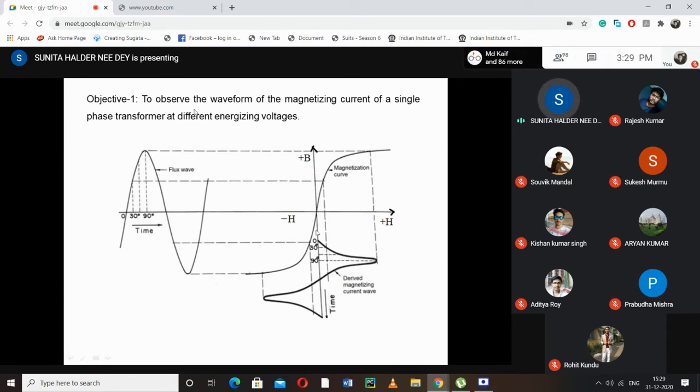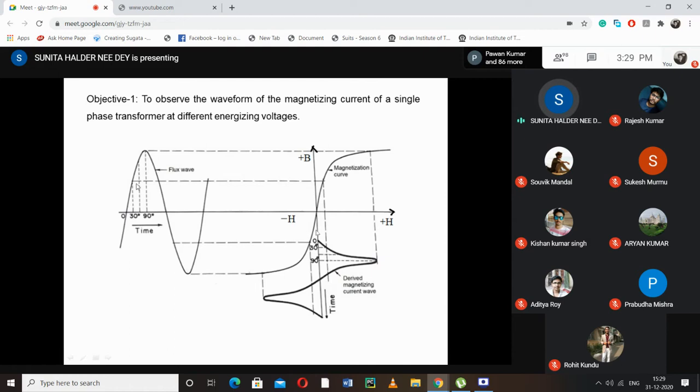Now, if we want to observe the magnetizing current, this is the magnetization curve. For AC application, this curve is the normal magnetization curve. If you join all the tips of the hysteresis loops of any magnetic material, then we get this magnetization curve. That thing we have learned in your first year principles of electrical engineering class. So if we apply a sinusoidal voltage, then the flux wave will be sinusoidal.